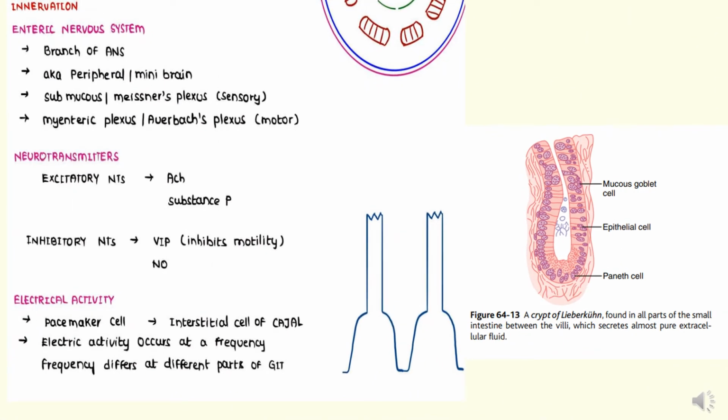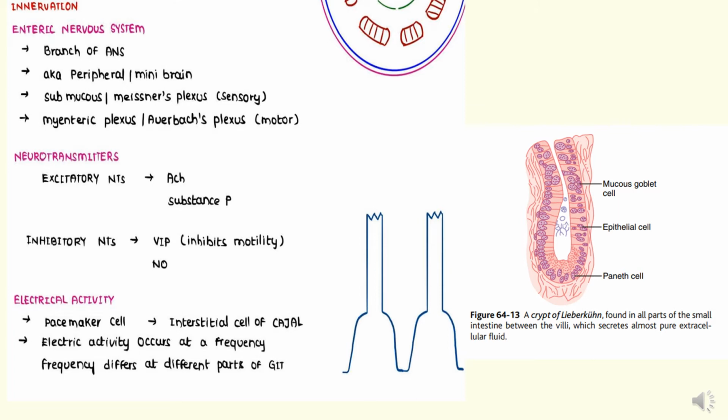Innervation: the enteric nervous system, a branch of the autonomic nervous system, also known as the peripheral or mini brain. Submucous, Meissner's plexus, which is sensory. Myenteric, Auerbach's plexus, motor function. Neurotransmitters: excitatory neurotransmitters are acetylcholine and substance P. Inhibitory neurotransmitters, VIP and NO, inhibit motility. Electrical activity: pacemaker cells, the interstitial cells of Cajal.